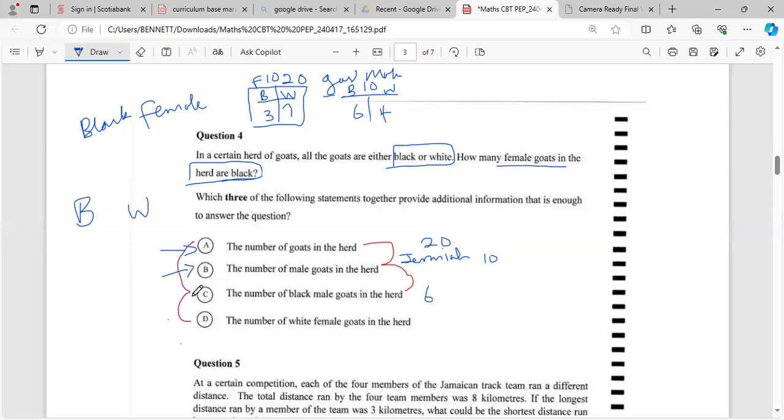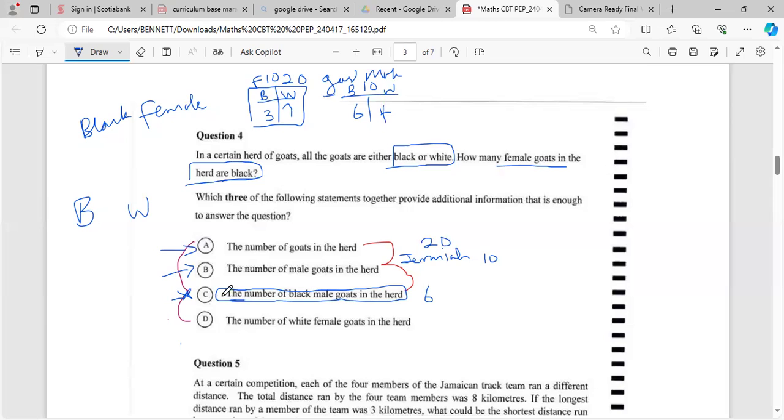Yeah, B if it is in there, not C. Yeah, B if it is in there because you need to know that. C must come out, the number of black male goats. So, sir, I would say it means A, that means two of my options, B and C, are right, sir.